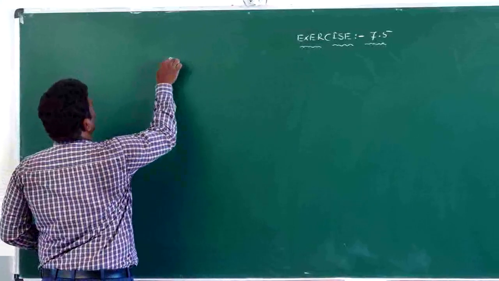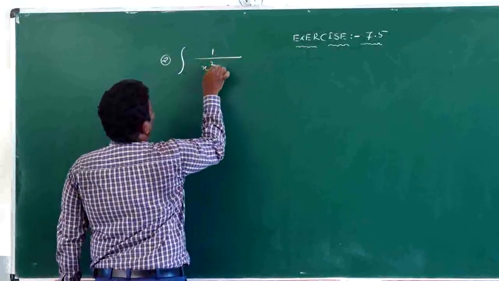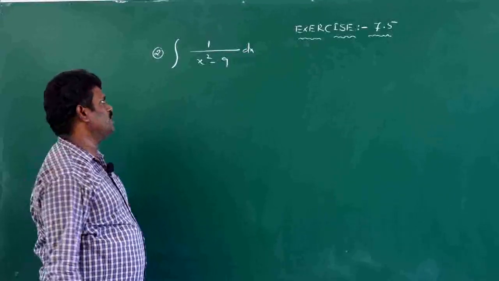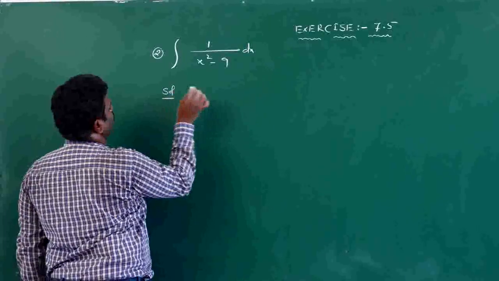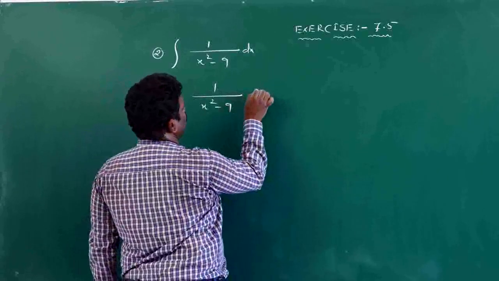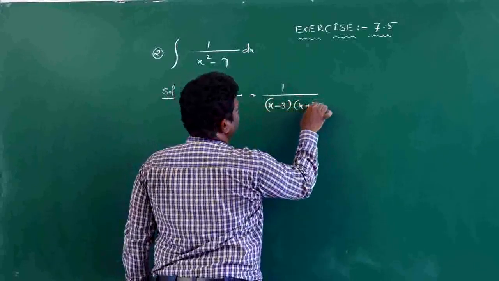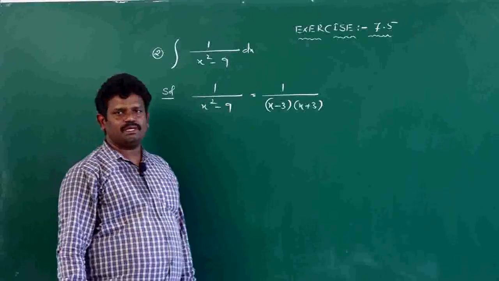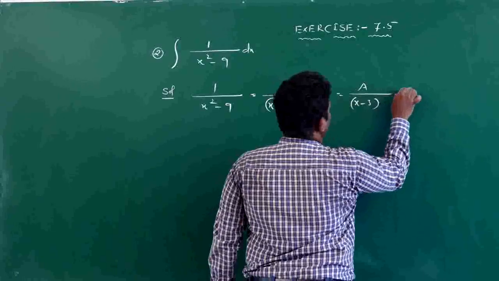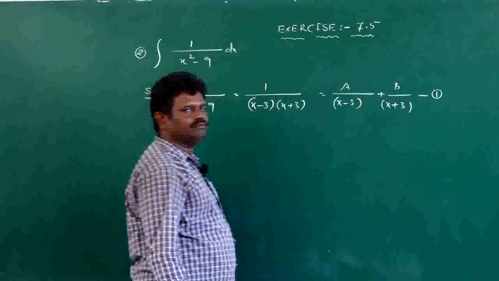Second question: integral of 1 by x square minus 9 dx. Okay? First we take that rational fraction 1 by x square minus 9 and factorize it, that is x minus 3 into x plus 3, correct? a square minus b square equals a plus b into a minus b. That is equal to a by x minus 3 plus b by x plus 3. So this is equation 1.